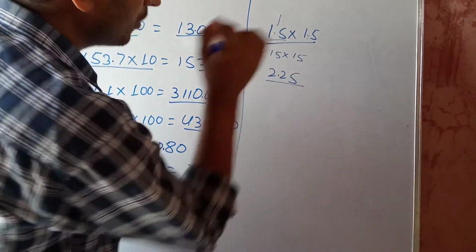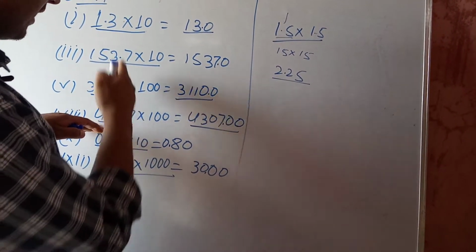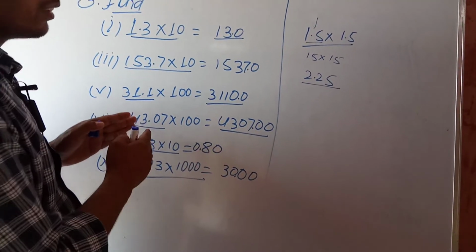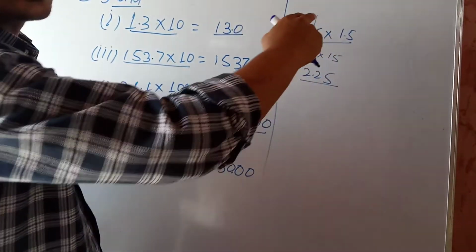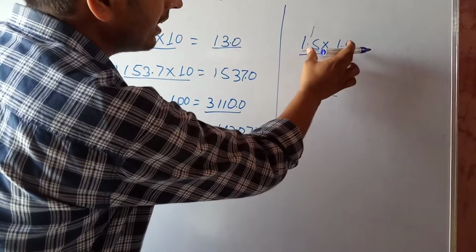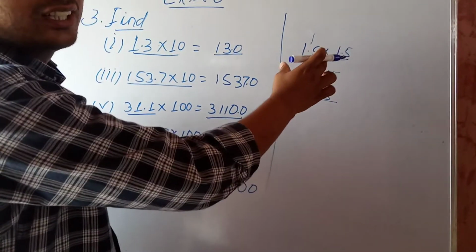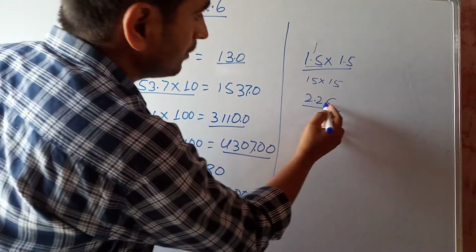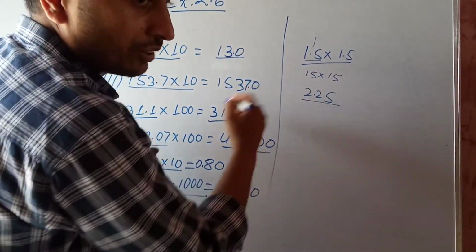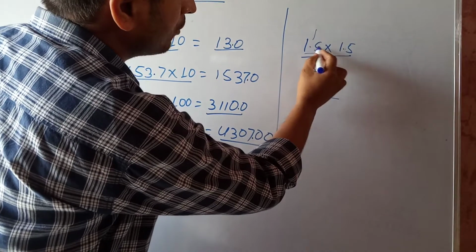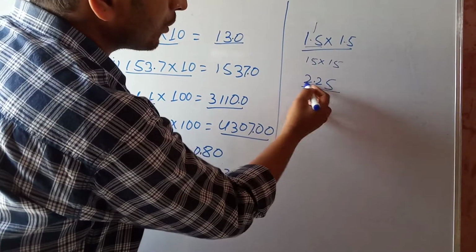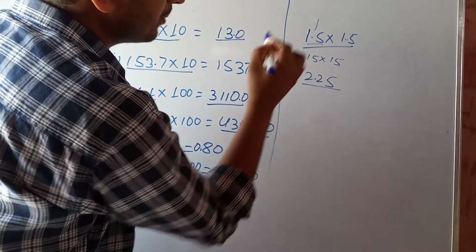1, 2. Don't be confused that here only one number has a decimal given. If both the numbers are decimal numbers, then we will count the number of digits after the decimals, and then we will put the decimal accordingly. After the decimal one digit and after the decimal one digit, so 1 plus 1 is 2. So here in the product, 1, 2, put the decimal here.